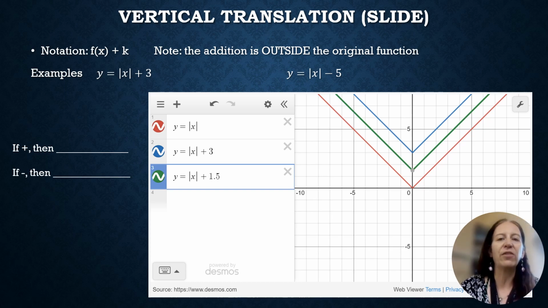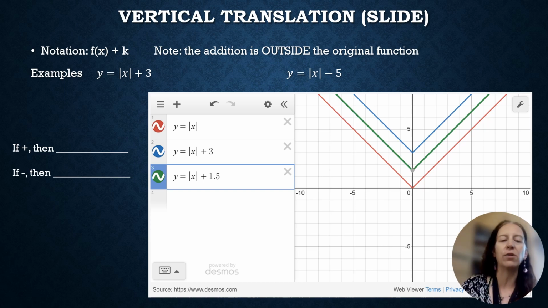So I'm going to start by looking at a vertical translation, or a vertical slide. And in the upper left, you'll see the notation: f of x plus k. Now that is a very generic notation. What that means is take the original function and then add this k value to it. Notice that the addition is outside of the original function. So it's a little bit easier to make sense of that notation in the context of an example.